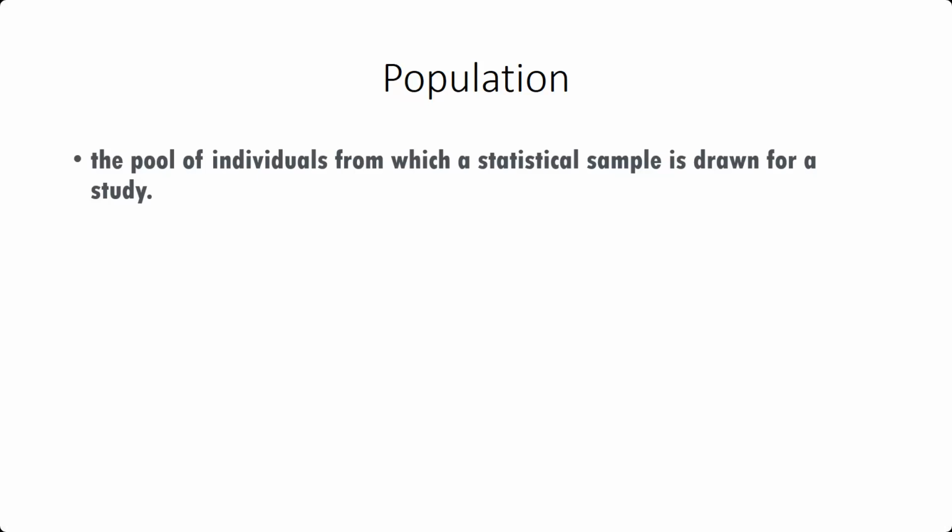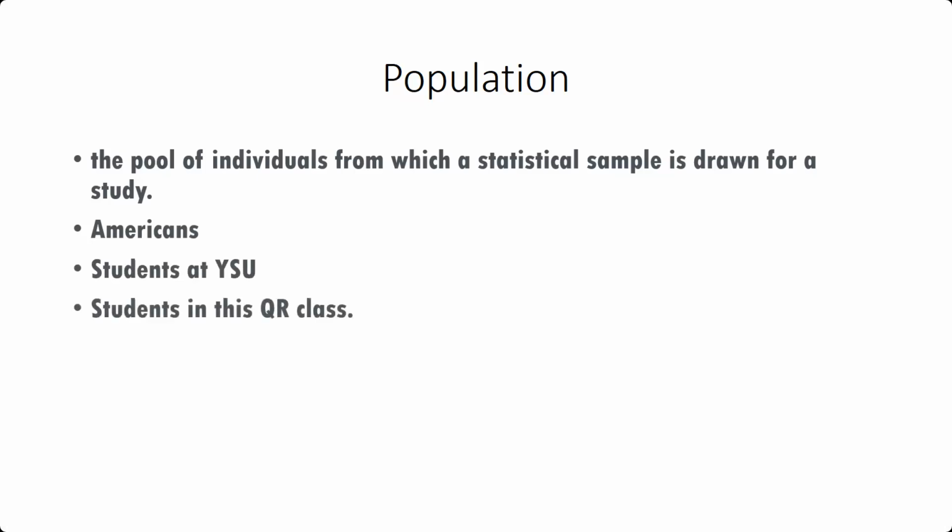For instance, if we were taking a sample of people in the United States that have had COVID this year, well, we can't reach all of them. We take a group of them, maybe 100 from every state, some way to sample everybody. So one population could be Americans, another could be the world. Students at YSU, so it doesn't need to be huge. It could even go as small as this QR room.